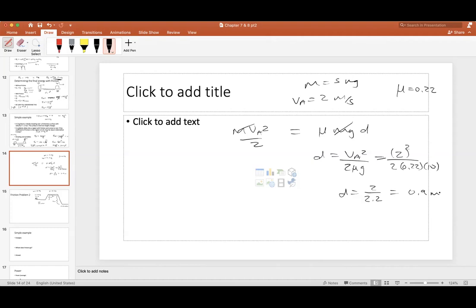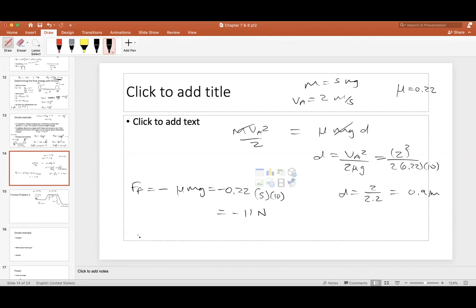90 centimeters. It's actually 91 if you want to round. Okay, 91 centimeters is how far this thing slides before it stops. What is the force of friction? Well, the force of friction was mu mg, and that was 0.22 with a negative sign, times 5 times 10. That's 50 times 0.22. 0.22 times 50 is 11. This is negative 11 newtons, right?